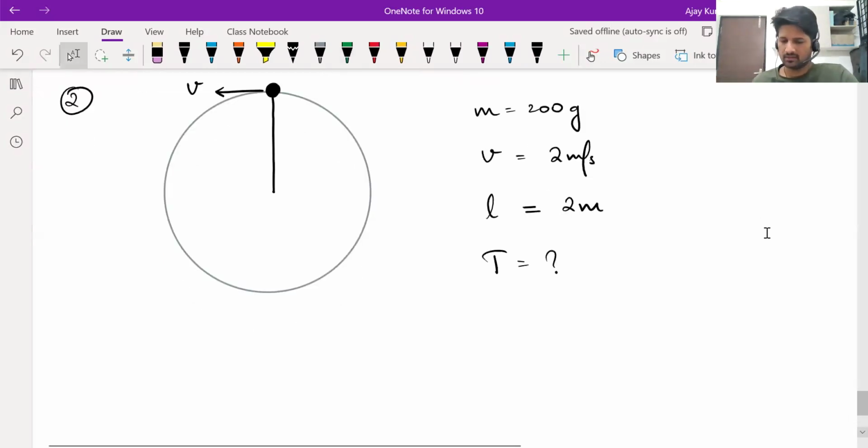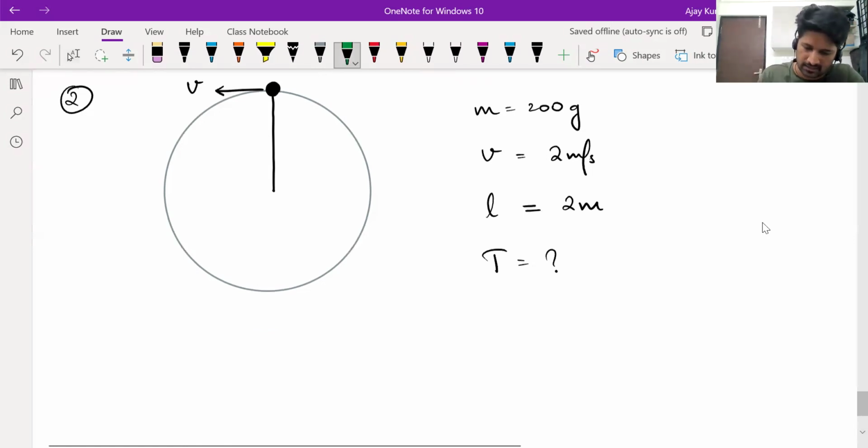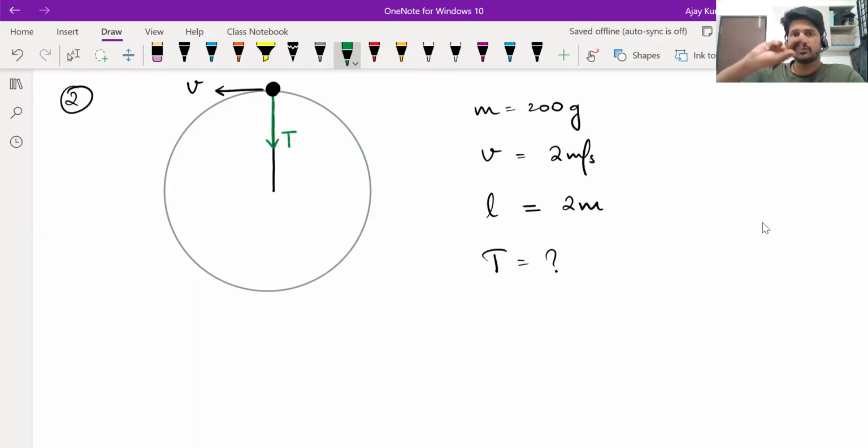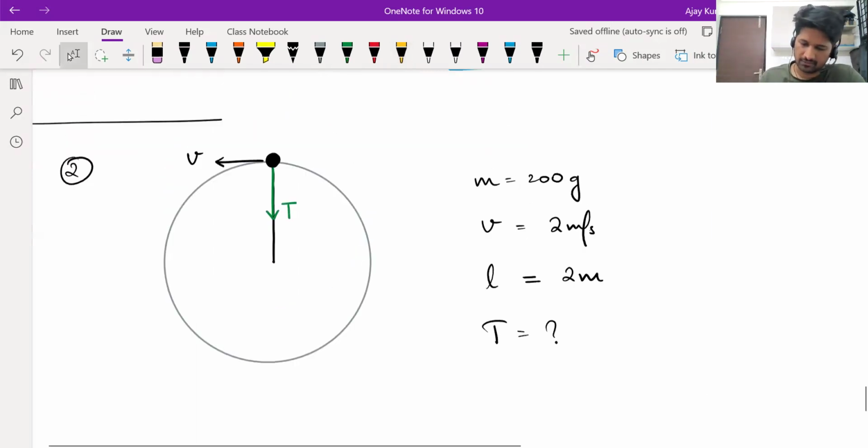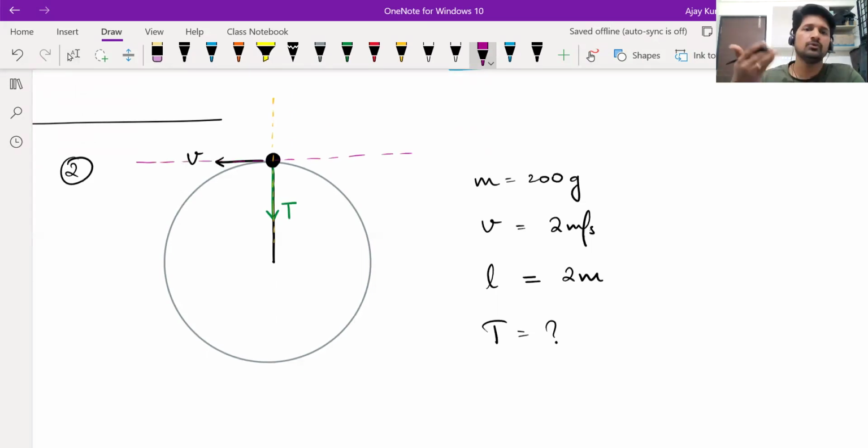See, think carefully. First, visualize tension. Tension acts like this. Next thing to do is visualize the motion of the object. Object is not moving in a straight line, it's moving in a curved path. Whenever an object moves in a curved path, you have to think in terms of radial and tangential. And tension in this case is in the radial direction. So centripetal force equation can help you find out tension. That is how you come to the conclusion that you have to write the centripetal force equation.